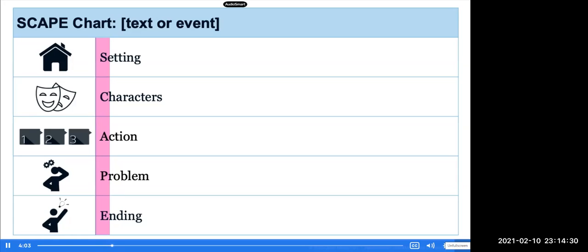S is for setting. C is for characters. A is for action. P is for problem. E is for ending.